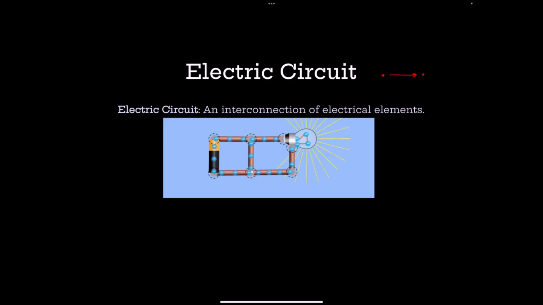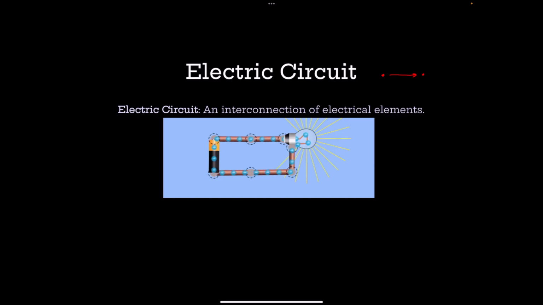Okay, so let's define an electric circuit. In general, we are interested in the transmitting and transferring of electrical energy from one point to another point. So we need to interconnect the electrical devices with each other in order to do so. Therefore, an electric circuit is just an interconnection of those electrical devices called elements.